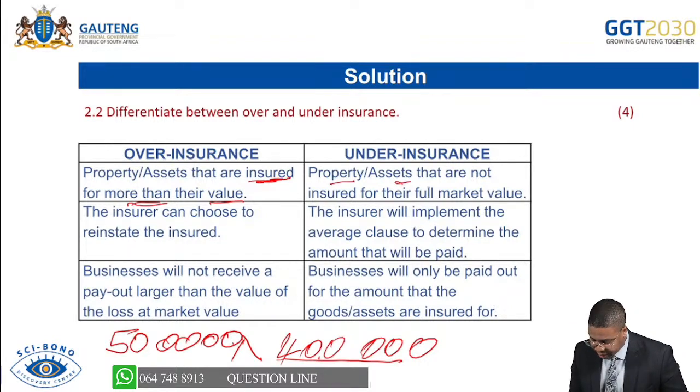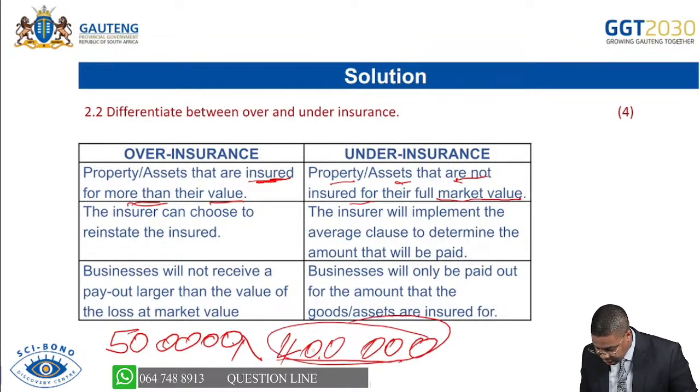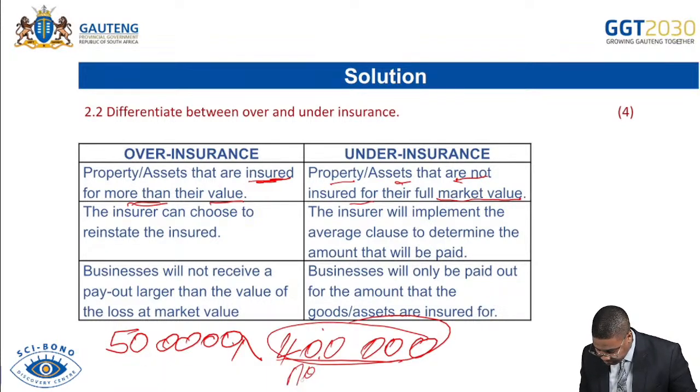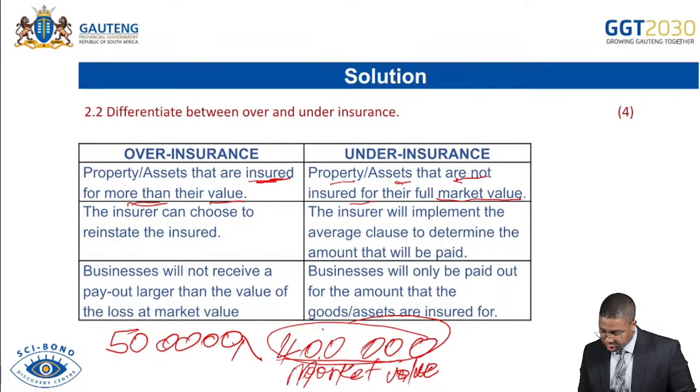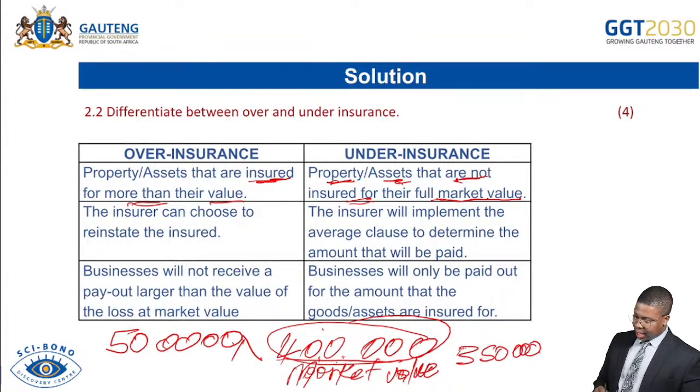We are saying property or assets that are not insured for their full market value. What is the market value here? Remember the market value I said, the market value is 400,000. So when there is under insurance, we're saying property or assets that are not insured for their full market value. Therefore, it is not full. It is not 400,000. It is anything less than 400,000. So maybe the asset is insured for 350,000. So this is under insurance.